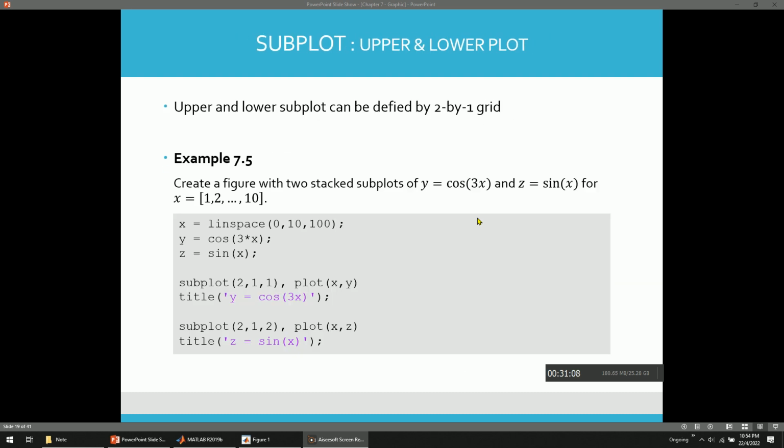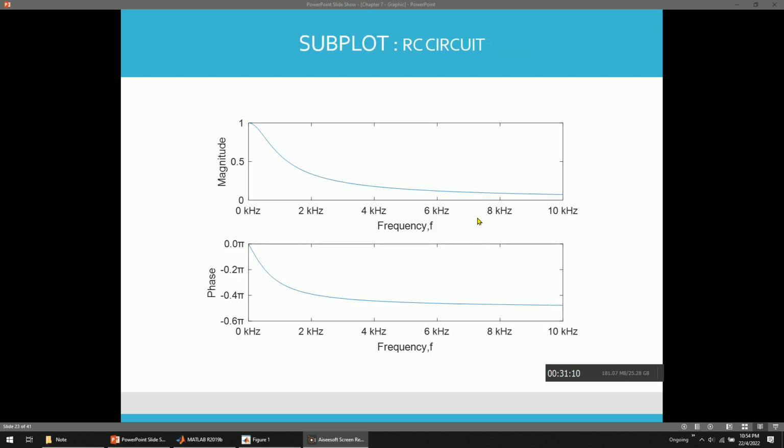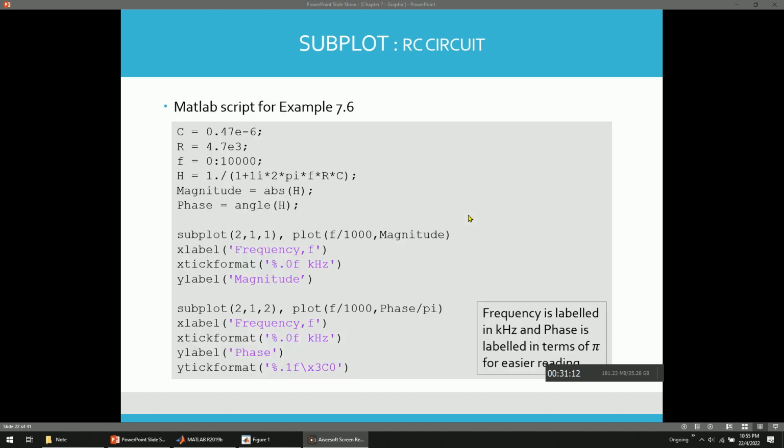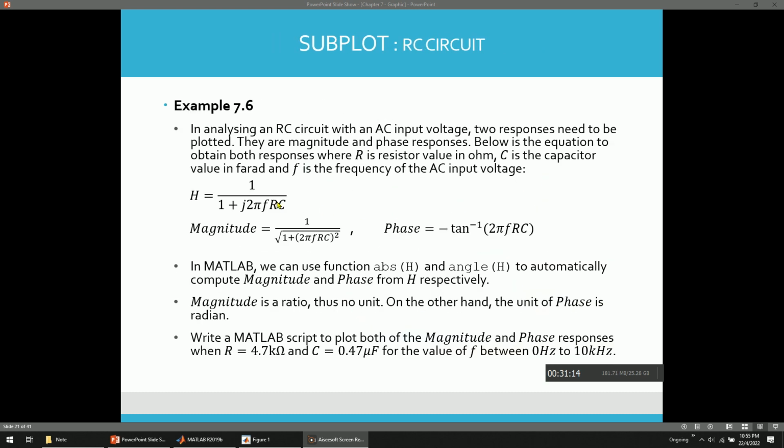Okay, I don't have any example in the time domain. But this one is in the frequency domain, and the characteristic equation is this one. If you learn about control, this is the characteristic equation. If you want the magnitude, this is the equation, and if you want the phase, this is the equation.